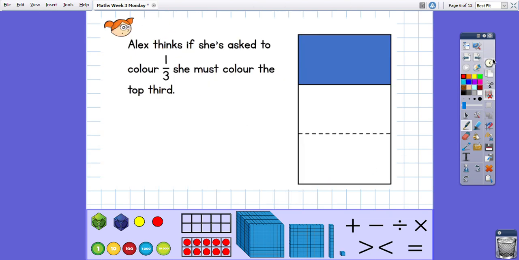Alex thinks if she's asked to colour 1/3, she must colour this top third. Is she correct? What do you think? If you were asked to colour 1/3, does it have to just be the top one like Alex says, or can it be any of them? It can be any of them. It doesn't matter as long as it is just 1 piece, okay, because that is what our numerator is telling us, to colour 1 piece out of 3.